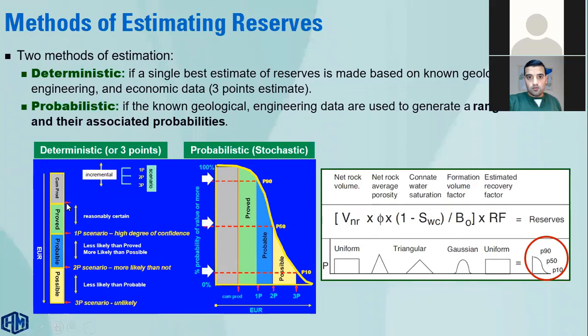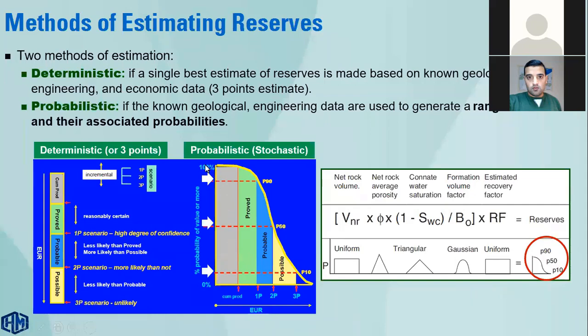Simply, in deterministic, we have cumulative production, which is calculated, which is measured. And then at the 1P scenario, we have proved reserve, 2P scenario, proved plus probable, and 3P scenario is proved plus probable plus possible reserve. And at this point, we have EUR, estimated ultimate recovery. While in stochastic reserve estimate, as you can see, we have this distribution function of probability of value, and in the x-axis we have estimated ultimate recovery.